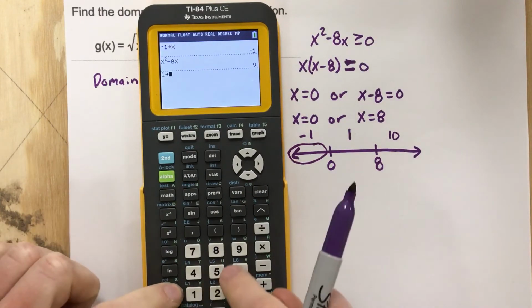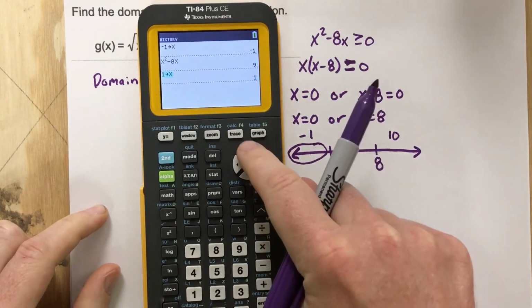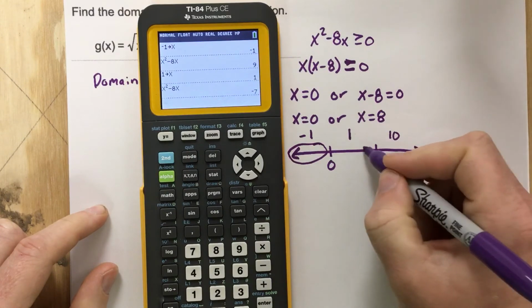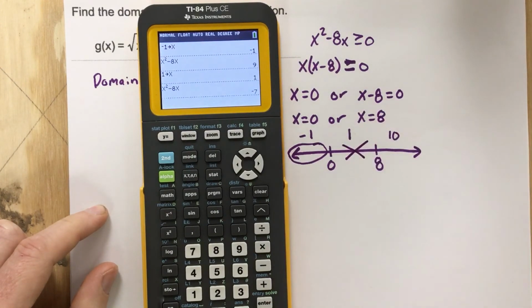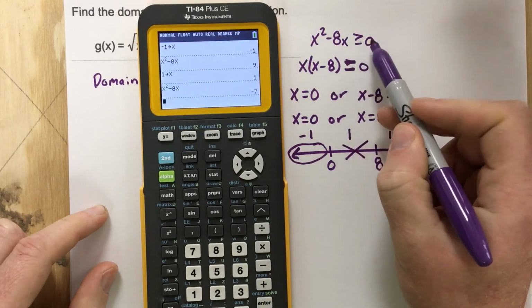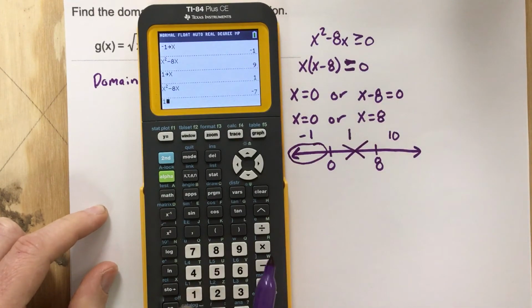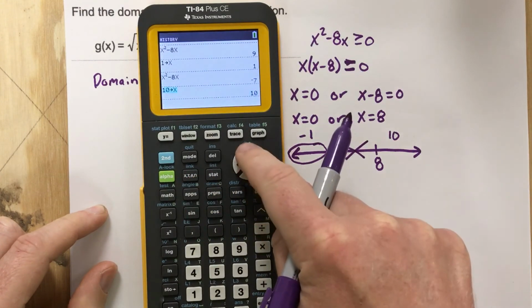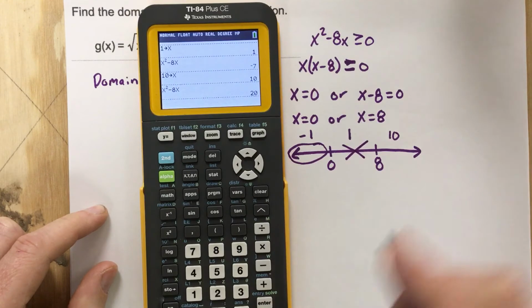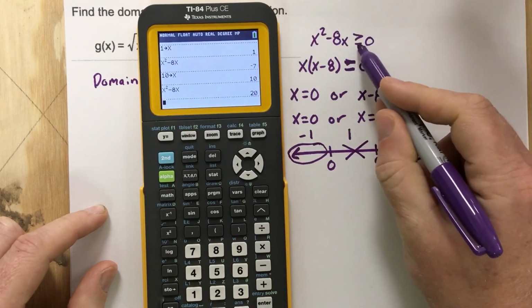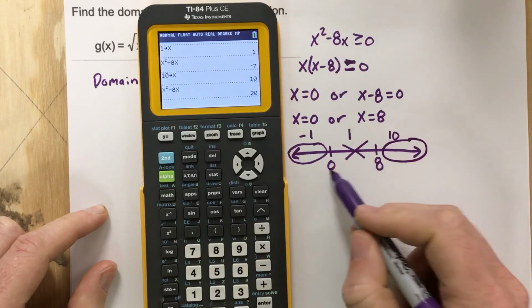Now I'm going to take 1 and store it as x, and grab that function again, and that gives me negative 7. So this area doesn't work for the radical function because that's giving me negative numbers, which are not greater than or equal to 0. And then I choose 10 and store that as x, and grab the function one last time. I get a positive number, so these values work as well. And because it says equal to, the roots work. So 0 and 8 both work.